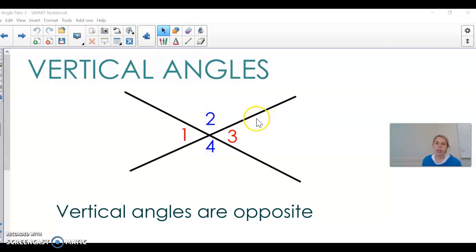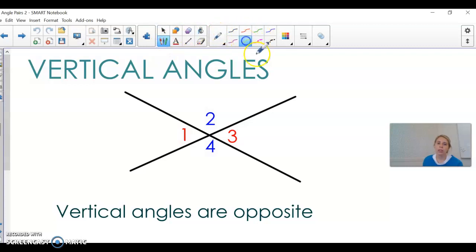So in this video we are going to look at angle pairs and relationships. The first type of angle relationship that we have is vertical angles. Vertical angles are angles that are opposite of each other. Like 1 and 3, they are opposite from each other. They're right across from each other.